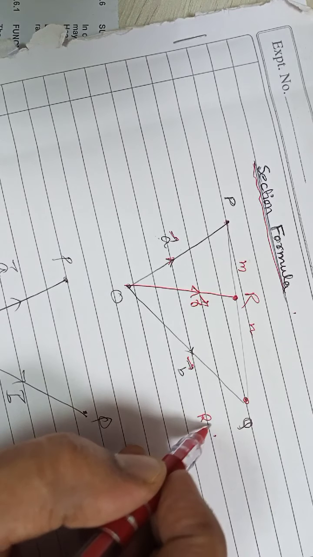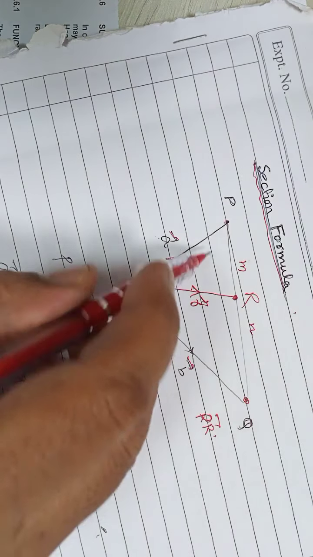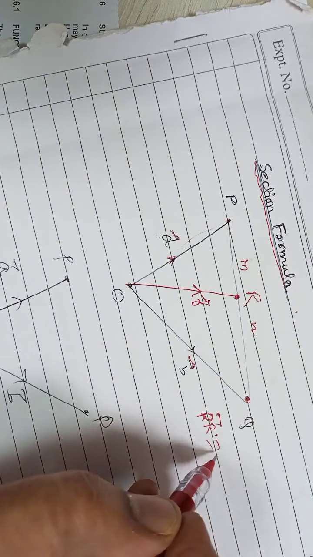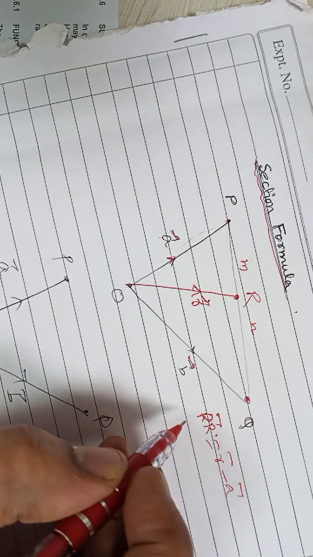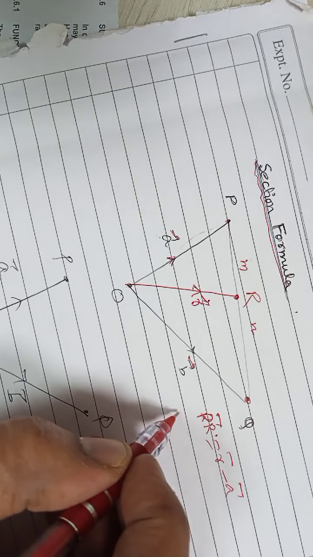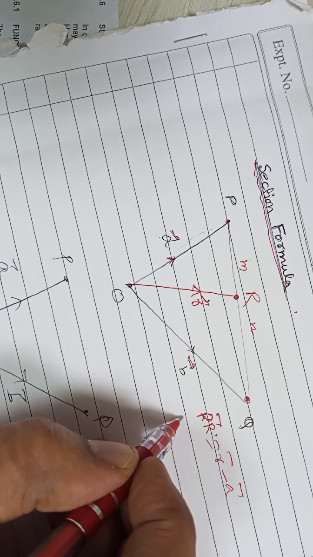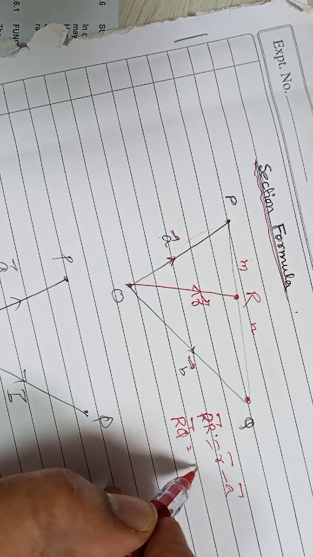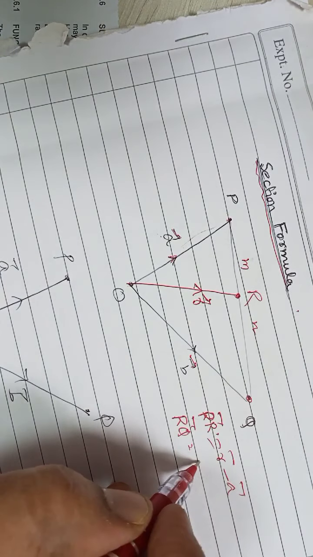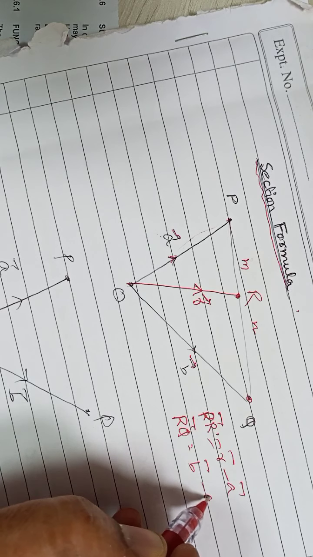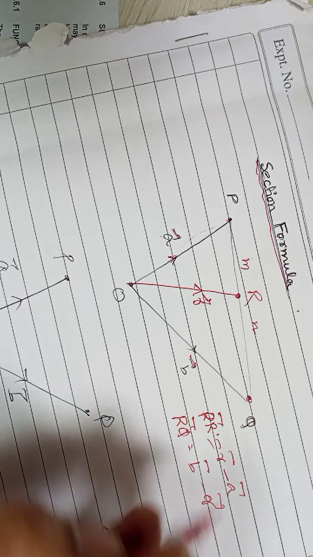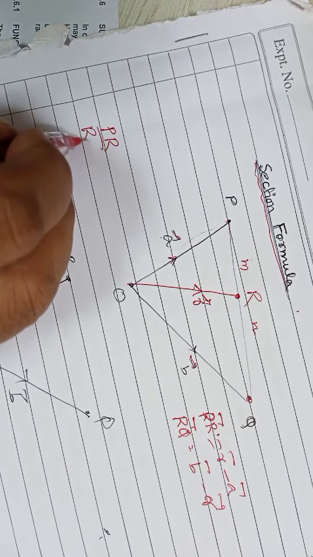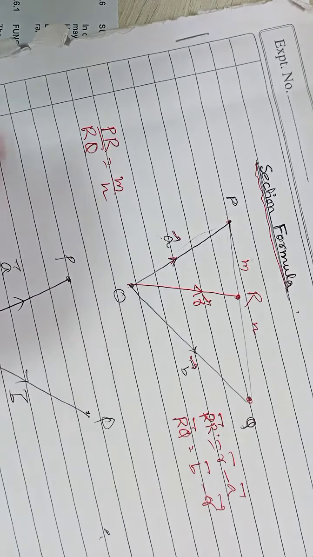PR vector will be this plus this is equal to this: r vector minus a vector. And RQ vector is equal to b vector minus r vector. Now PR by RQ is equal to m is to n.